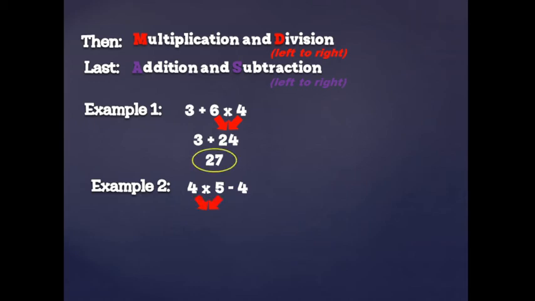Example number 2 is 4 times 5 minus 4. Again, we should follow the steps: multiplication, division, addition, subtraction. Do we have multiplication in this equation? Yes. So we solve multiplication first. So 4 times 5 is 20. Do we have division? No. Addition? No. The next step is subtraction. Since we have subtraction, we solve 20 minus 4. So the answer is 16.